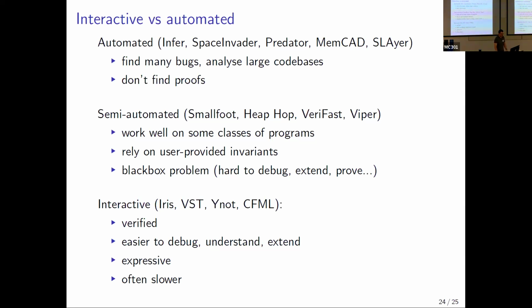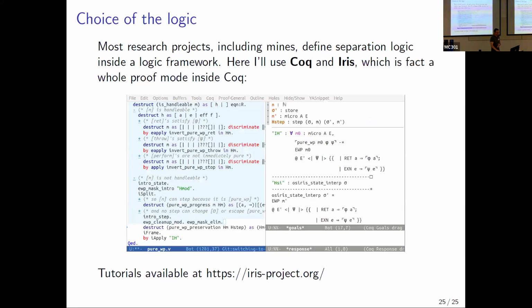Some people like it. I prefer interactive proofs. I've worked on VST. I've worked with Iris. Typically they combine a nice set of features. They can be formally verified. They are typically easier to debug. That's arguable, but I found that that's true. They are also expressive, both in the programs they can reason about, which can have complicated features, and in the proofs themselves, which can have complicated reasonings, but of course it's slower.